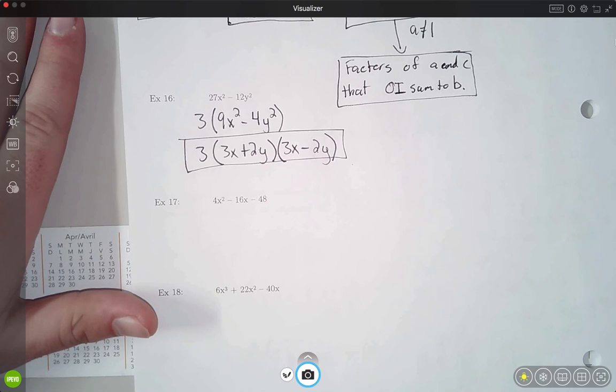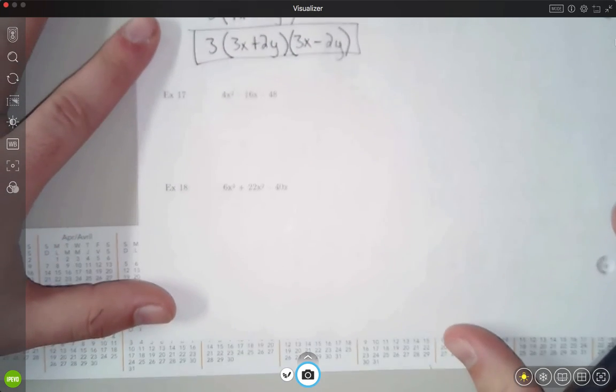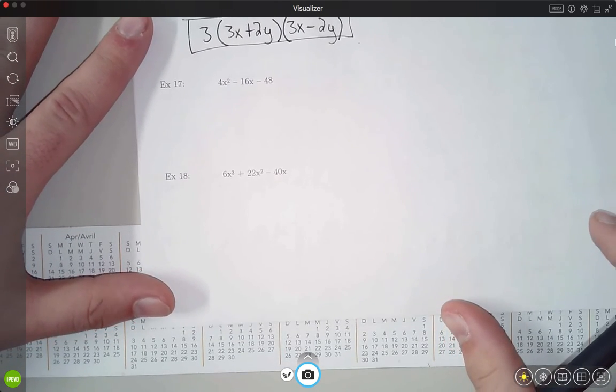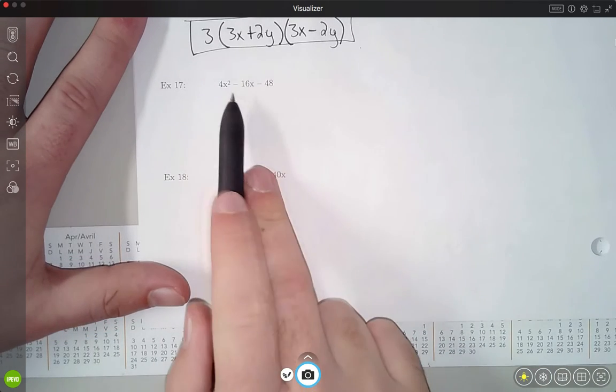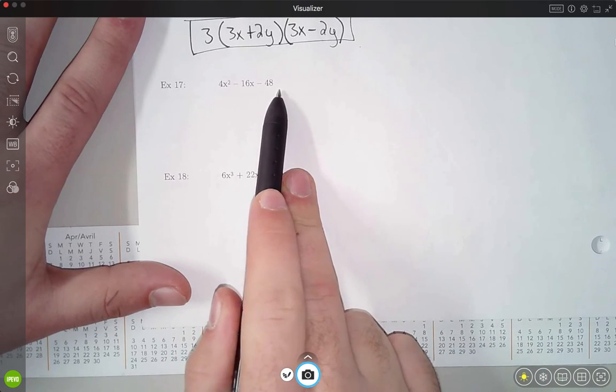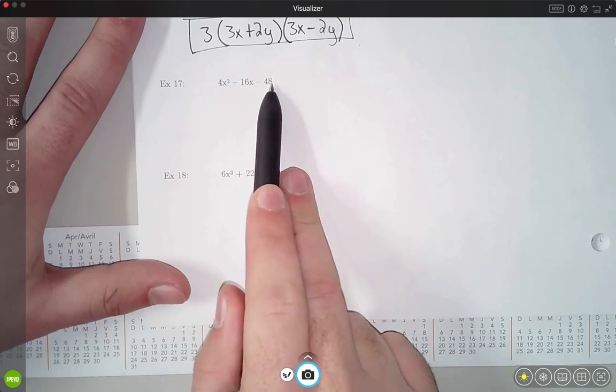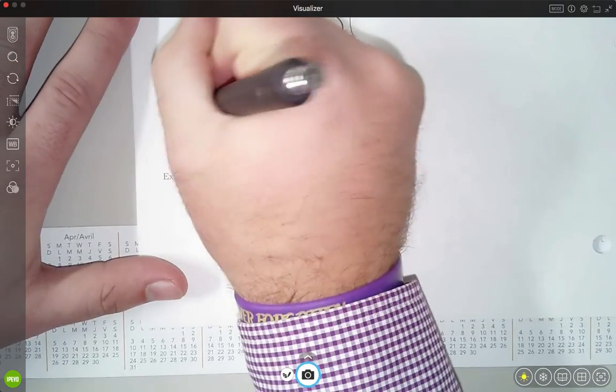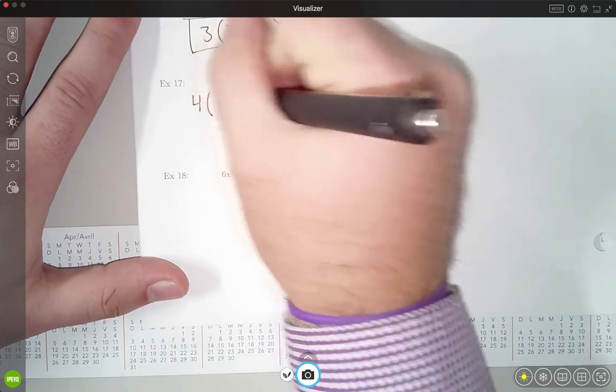Moving on to number 17. Again, I'm looking first for a GCF. So if I have a 4, a 16, and a 48, 4 definitely goes into 16, and it does go into 48 as well. So I'm going to pull that 4 off the front. That leaves me with x squared minus 4x minus 12.